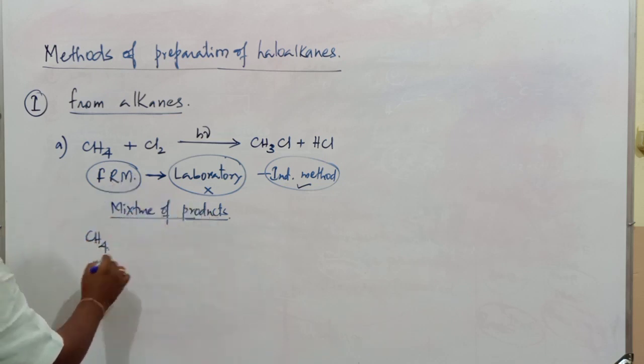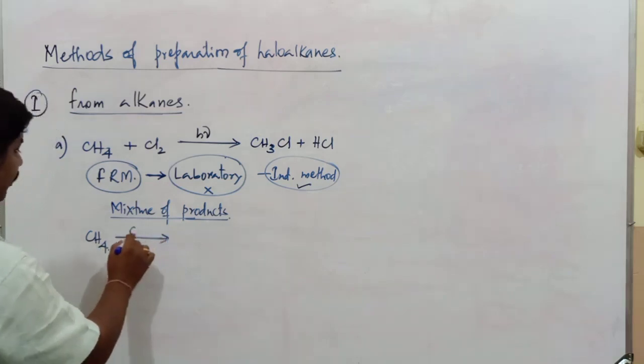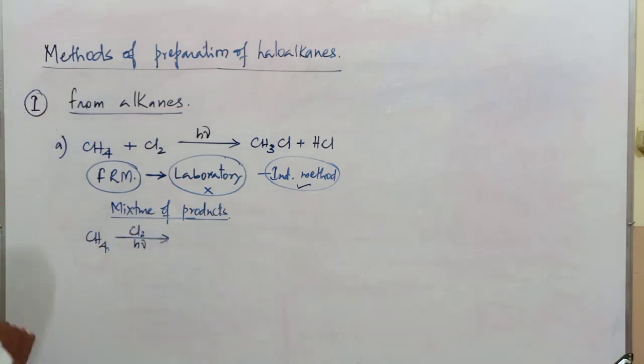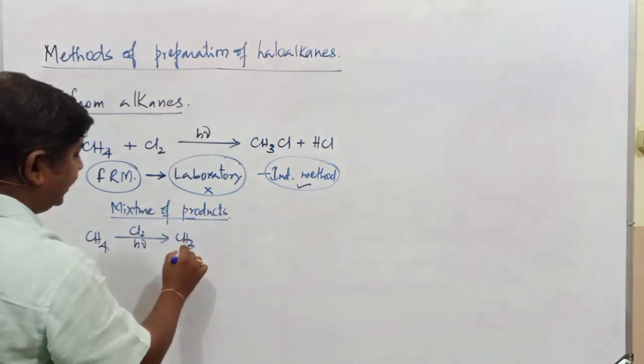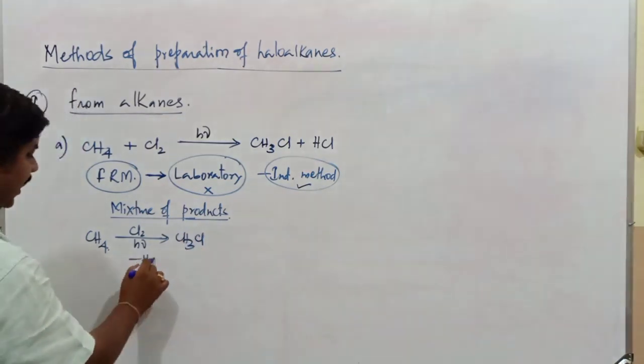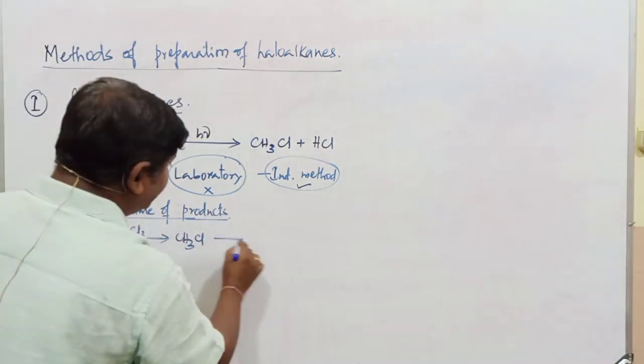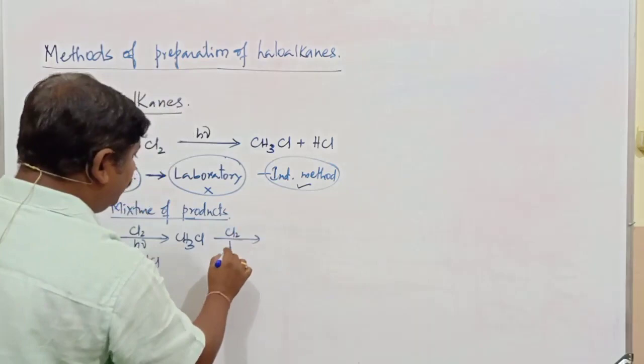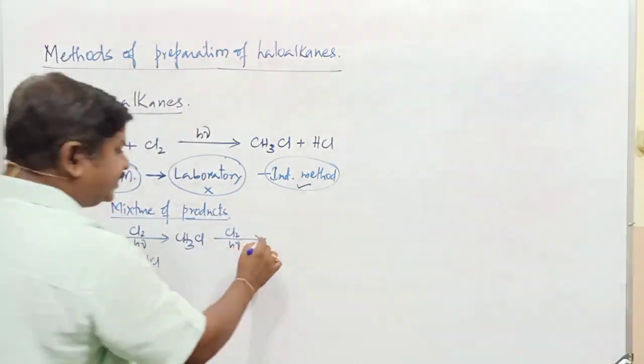Just concentrate. When chlorine gas is passed over methane in the presence of diffuse sunlight, it forms CH3Cl plus HCl. I'll write it here. Further chlorination is carried out. When further chlorination is carried out, what is the next compound?